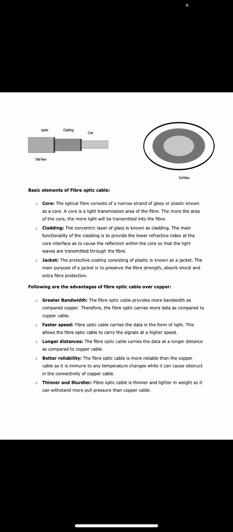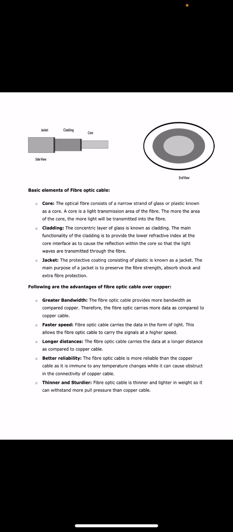Basic elements of fiber optic cable: one is core, another one is cladding, another one is jacket. Core: an optic fiber consists of a narrow strand of glass or plastic known as the core. The core is the light transmission area of the fiber. The larger the area of the core, the more light will be transmitted into the fiber.